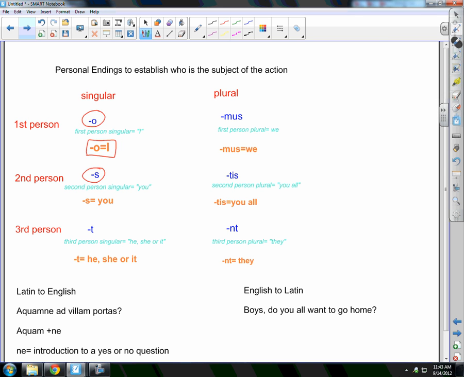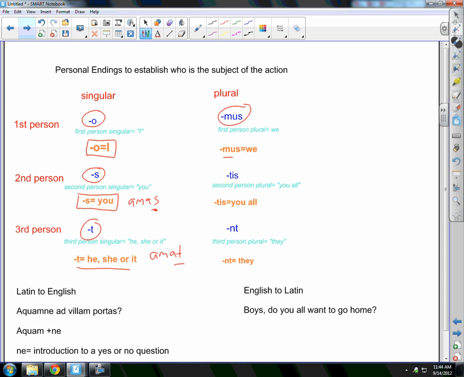You have the letter S. S at the end of a verb means that you will be the subject of the sentence. So if I have amas, I would have you love. T is the next one. That is a third person singular. So I'm looking for a third person singular subject. It could be puer, it could be puella. If there's not a noun there and I have just amat without a noun, I would say he, she, or it loves. Because of that T, I have a third person singular.